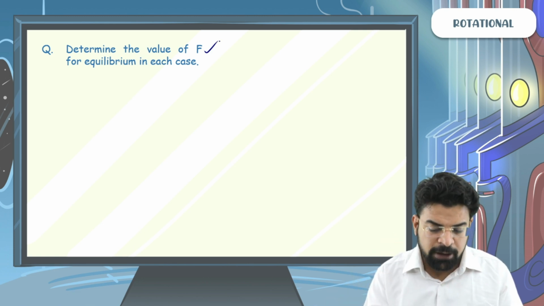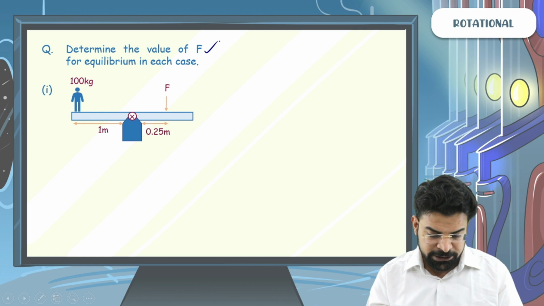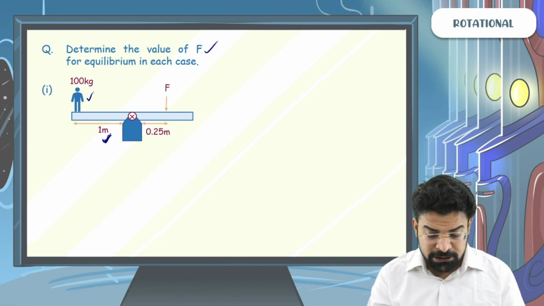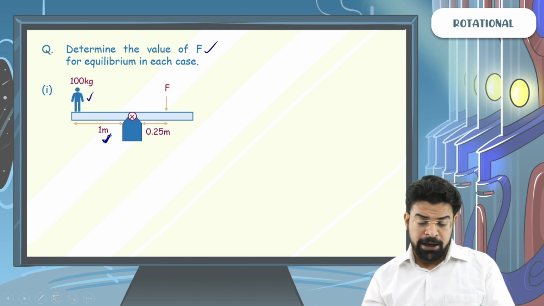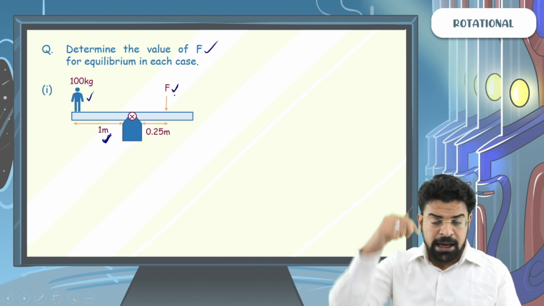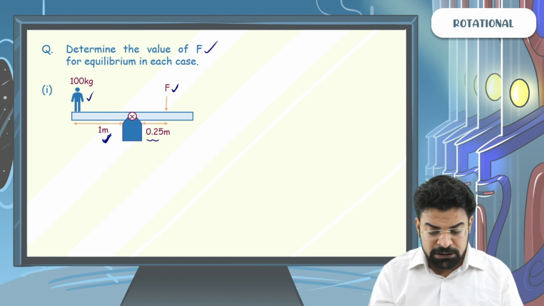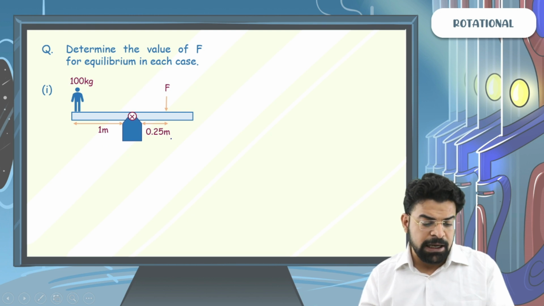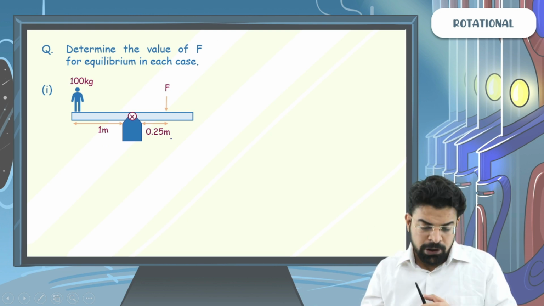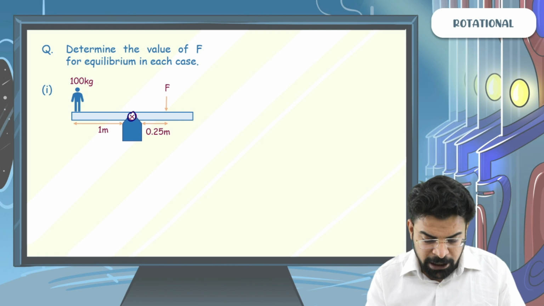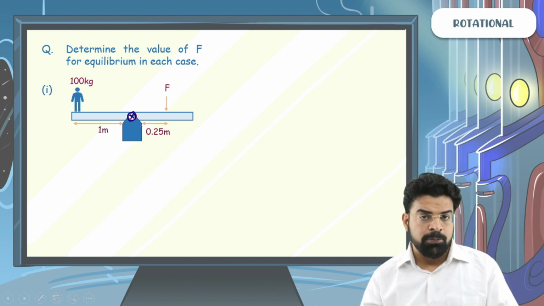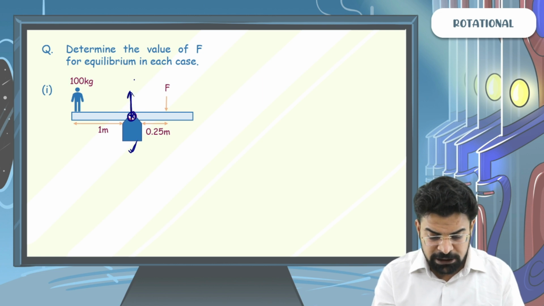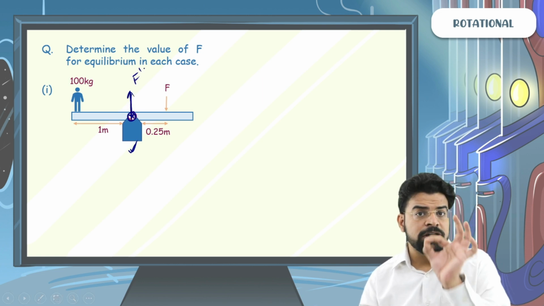Determine the value of F for equilibrium in each case. The first case, there is a person of mass 100 kg standing at a distance of 1 meter from the plank, and a second force F is being applied at a distance of 0.25. Question is, what has to be the value of F so that the whole system is in equilibrium? So you will say, if we balance the torque about the point of support, if the support has some force here, let's say F dash, its torque about this point will be 0.